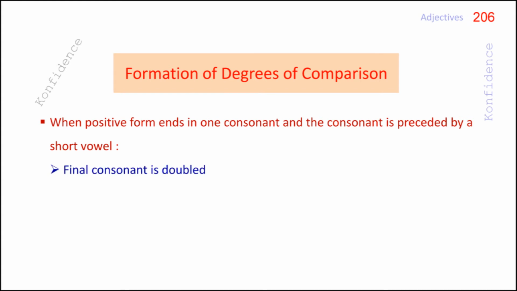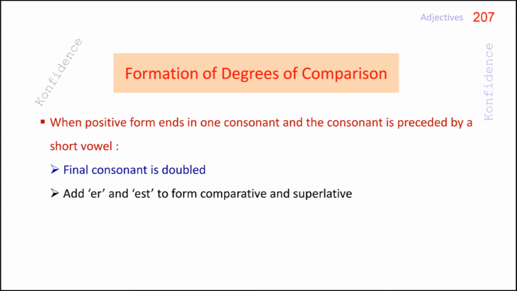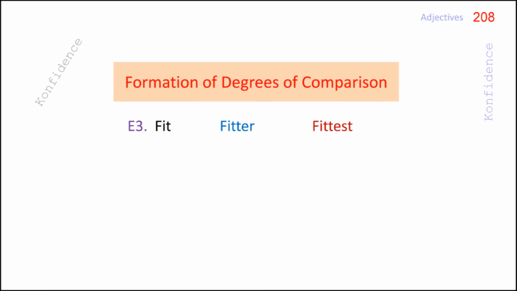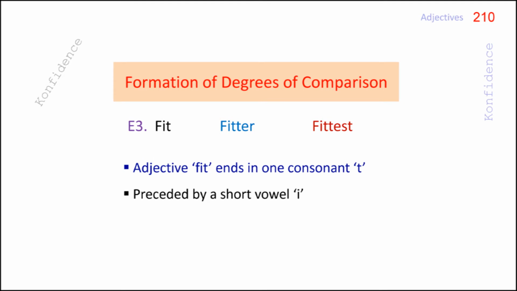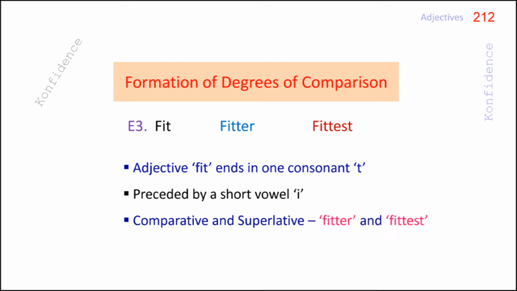When the positive form ends in a consonant and the consonant is preceded by a short vowel, the final consonant is doubled and er and est are added to form comparative and superlative. In the third example, the adjective fit ends in one consonant t preceded by a short vowel i, so the comparative and superlative forms of fit are fitter and fittest respectively.